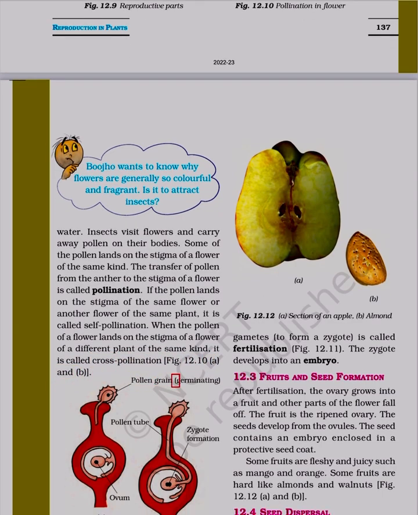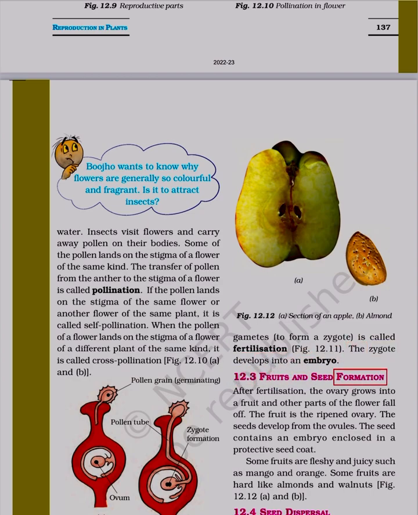Pollen grain, germinating. Figure 12.12, a section of an apple. B. Almond. The fusion of gametes to form a zygote is called fertilization. Figure 12.11, the zygote develops into an embryo.